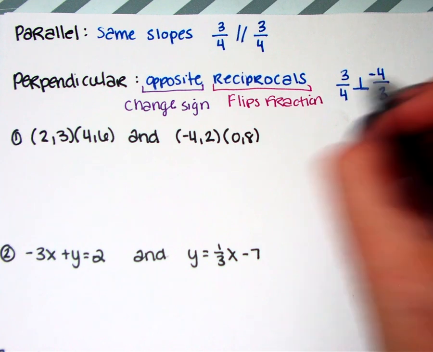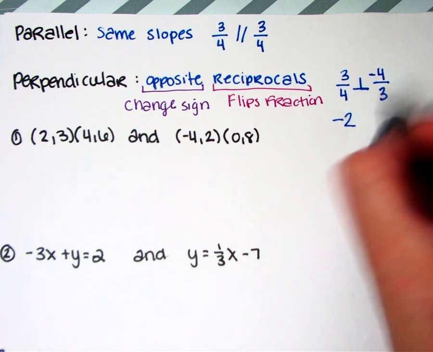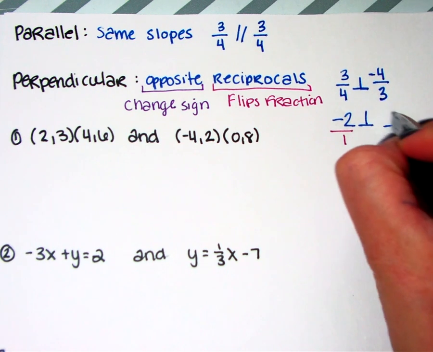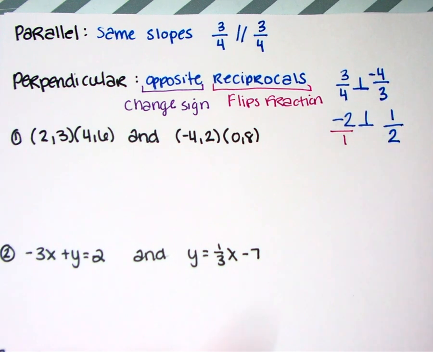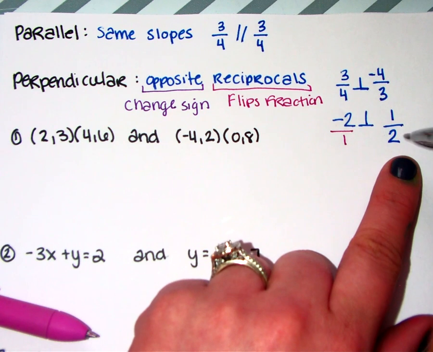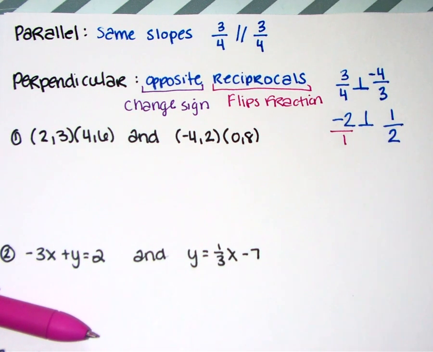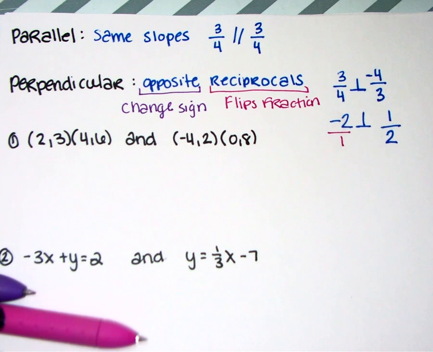Another example could be -2. To make that perpendicular, a lot of our minds automatically think of just 2, opposite. But we forget that this -2 is technically over a 1. And when we flip that fraction, 1 moves up to the top. The 2 does change from negative to positive, but it's not just a positive 2 because that 1 was on the bottom. So let's try number 1.